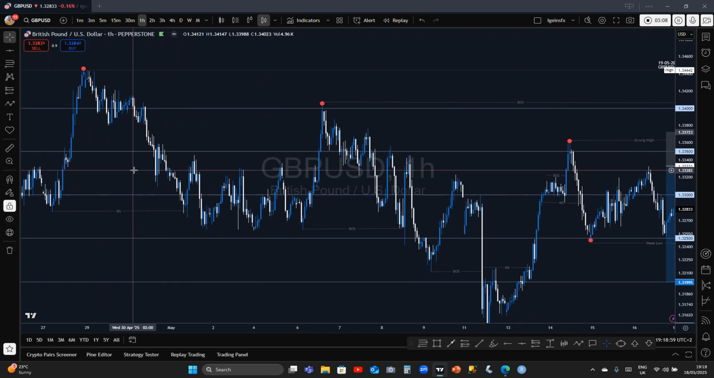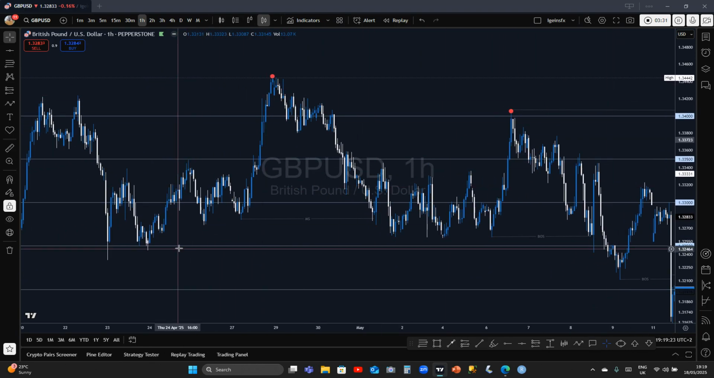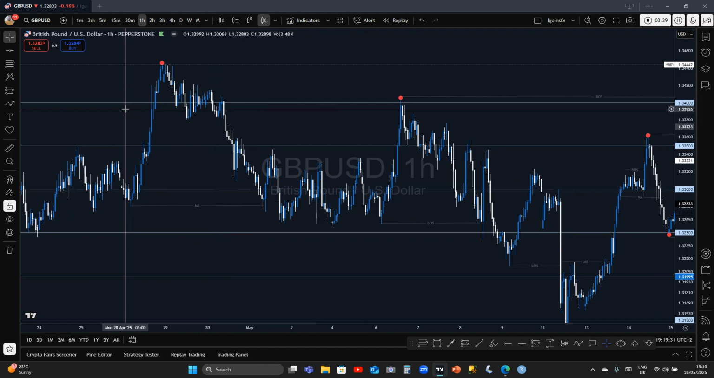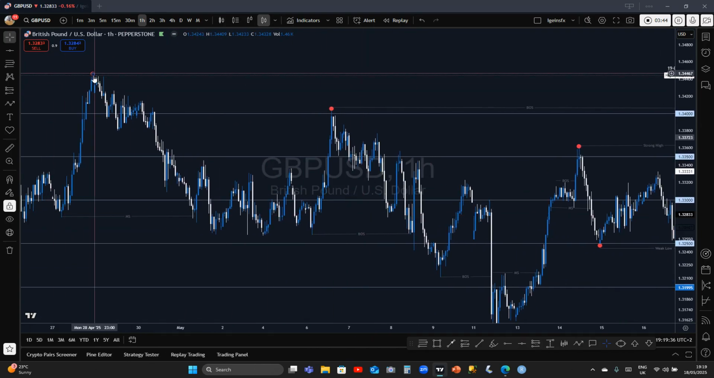It created a high, and I told us that before you do your analysis, go to a higher time frame to know the overall direction of trend. I've been able to ascertain that the overall direction of trend is bullish. We are bullish, and price is now coming down. If you look at this point, price created this.